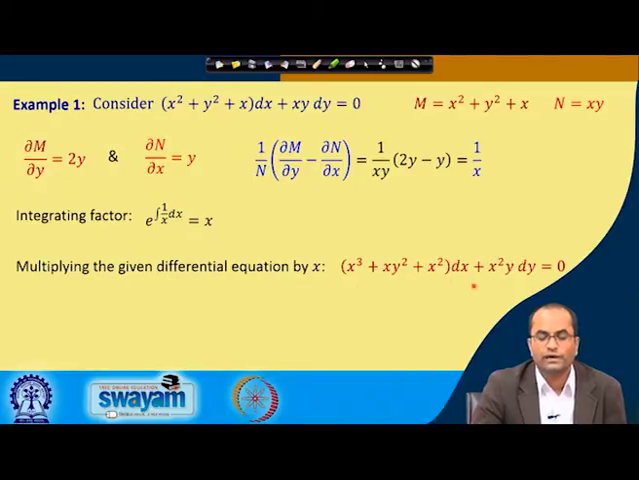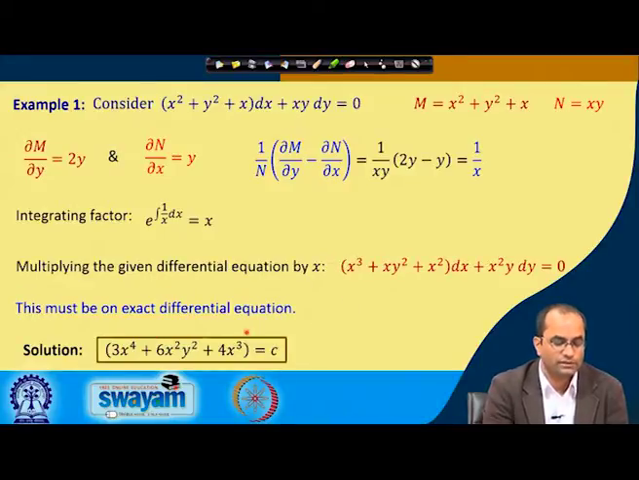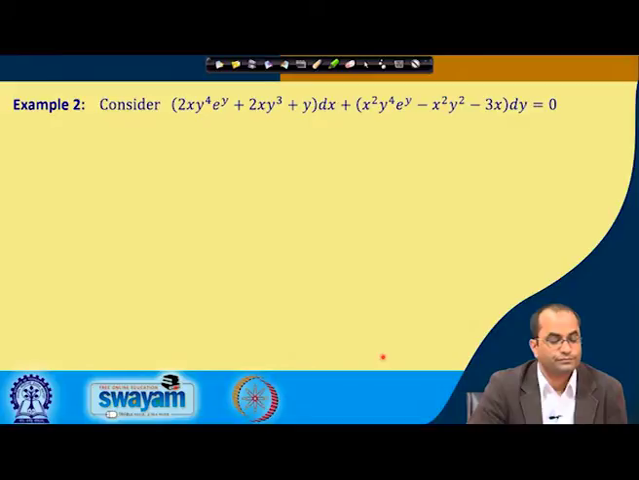So, we will now find f whose differential is given here. This is an exact differential equation, and following the process for getting such an f whose differential is this, we can get this as the solution of the given differential equation.